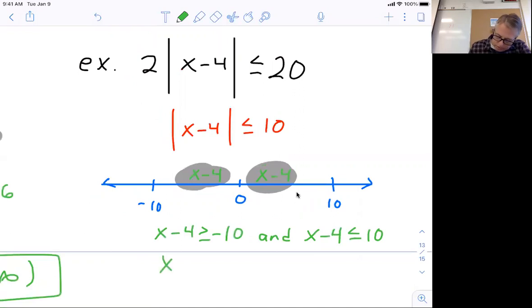I'll solve both of those. So I get x is greater than or equal to -6, and x is less than or equal to 14. And so in interval notation, that is bracket -6 to 14 bracket.